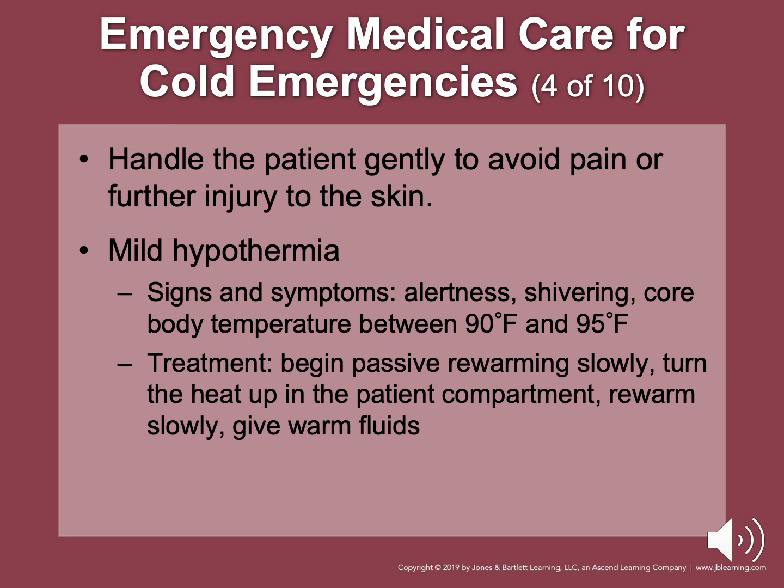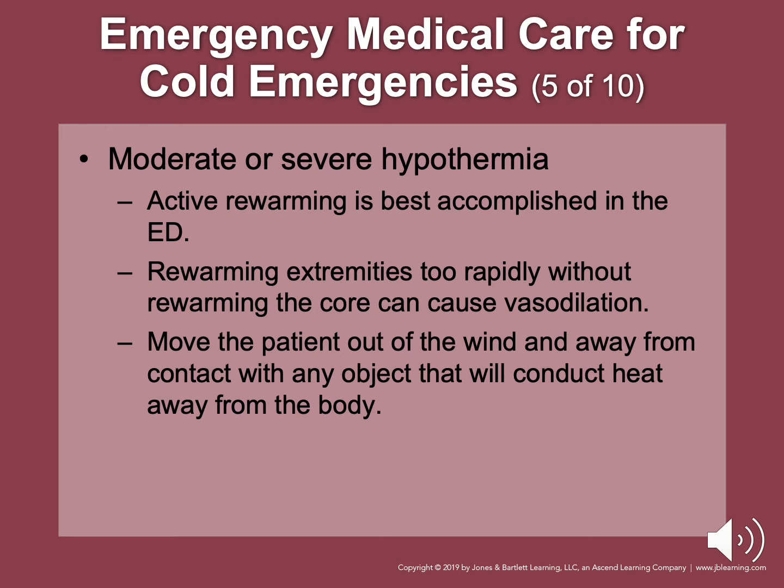In mild hypothermia, signs and symptoms include alertness, shivering, responding appropriately, and core body temperature between 90 and 95 degrees. Begin passive rewarming slowly: turn the heat up, rewarm the patient slowly, and if possible, give warm fluids by mouth. In moderate to severe hypothermia, active rewarming is best accomplished in the ED. Rewarming the extremities too rapidly without rewarming the core can cause vasodilation. Local protocols may dictate the appropriate type of rewarming strategy.